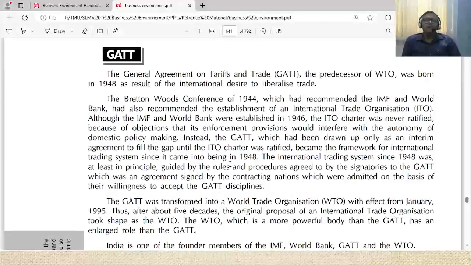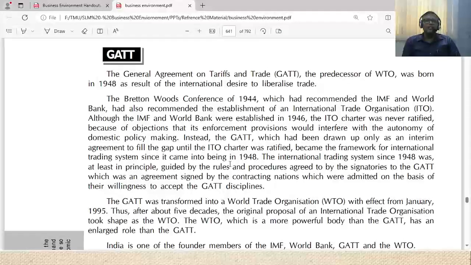The Bretton Woods Conference of 1944, which had recommended the IMF and the World Bank, had also recommended the establishment of the International Trade Organization (ITO). Although the IMF and the World Bank were established in 1946, the ITO Charter was never ratified because of the objections that its enforcement provisions would interfere with the autonomy of domestic policy making.